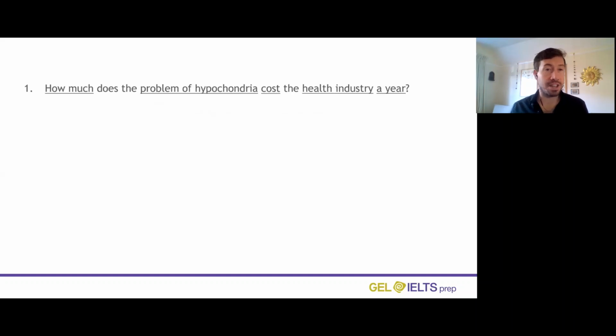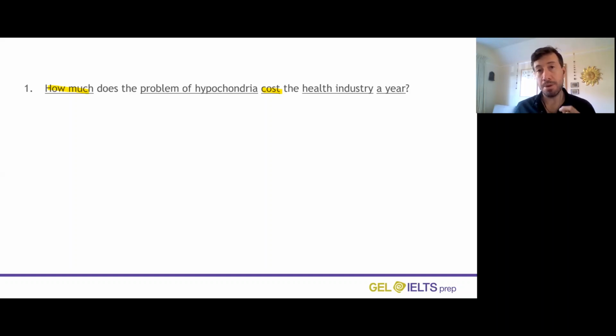So here's the question again that we saw on the previous slide. It says, how much does the problem of hypochondria cost the health industry a year? So this how much and cost, the answer to this question is going to be an amount of money. Like £100, £200, $500, probably a larger amount because it's the health industry. So maybe it's like $1 billion or something like that. But we can be sure that we're looking for an amount of money.